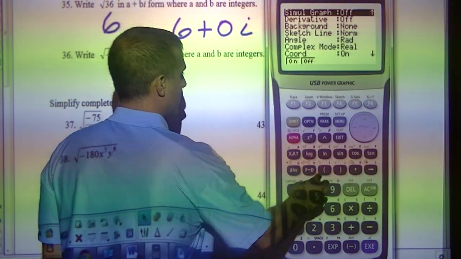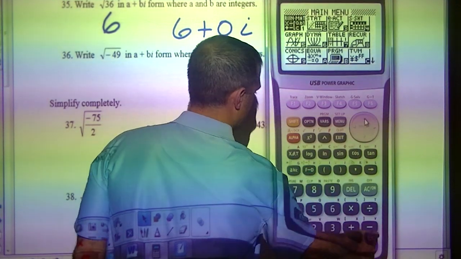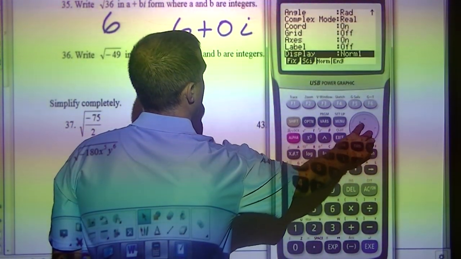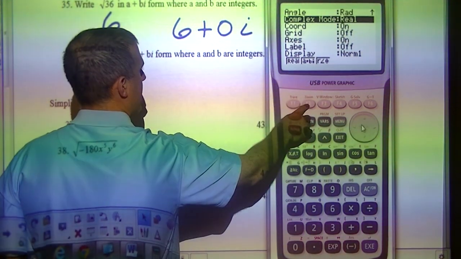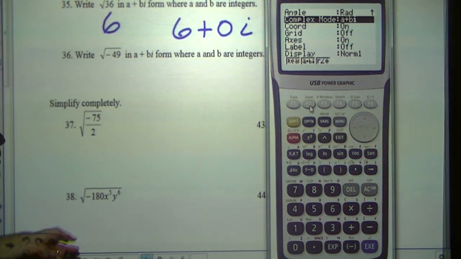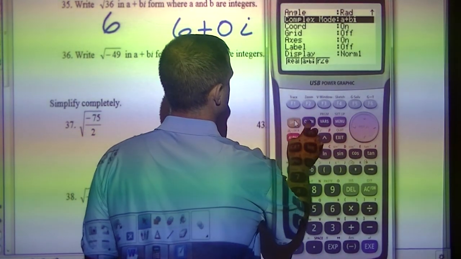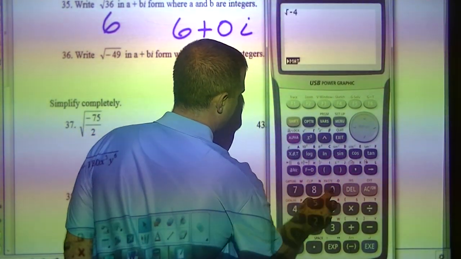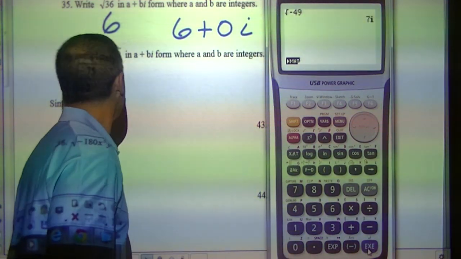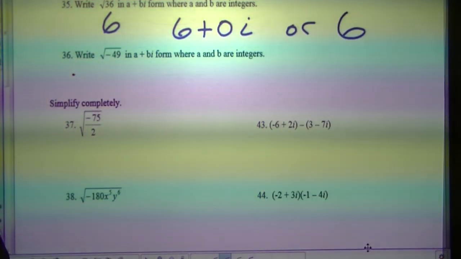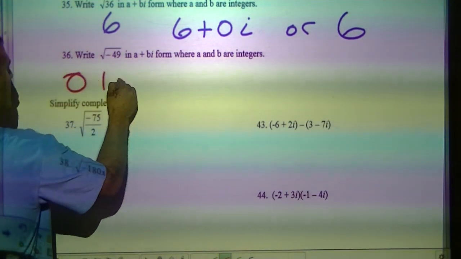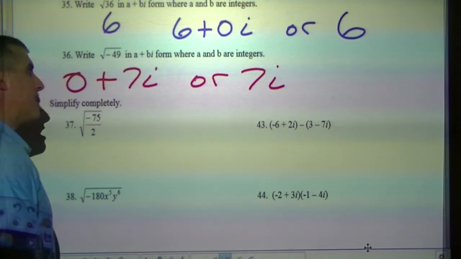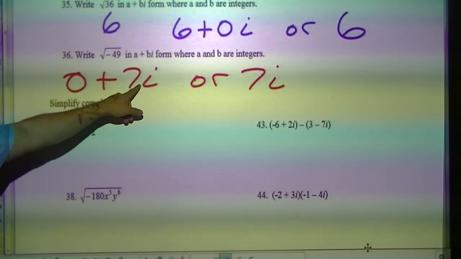What we need to do here is, if you're at this screen, the run screen, hit Shift Menu and go down and turn the complex mode onto A plus Bi. That way it gives you complex answers. Then you can just exit out of that. When I do the square root of negative 49, I get 7i. So an answer there would be 0 plus 7i, or just 7i. Either answer would be acceptable. Okay, that's the complex part.